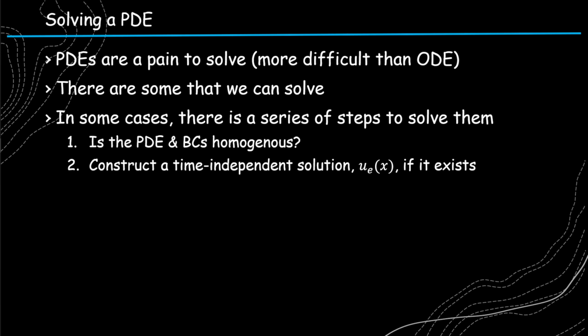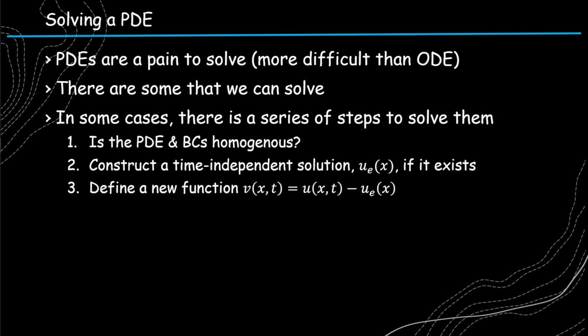Step 2 is pretty much constructing a time independent solution. That means we're going to let the function u of x,t equal u of x, and then we find the time independent solution if it exists. If it doesn't exist, that is completely okay. We can just do the backup and pretty much just make the boundary conditions homogeneous. There are some cases where this will not exist, and as long as we can make the boundary conditions homogeneous, we can still solve the PDE.